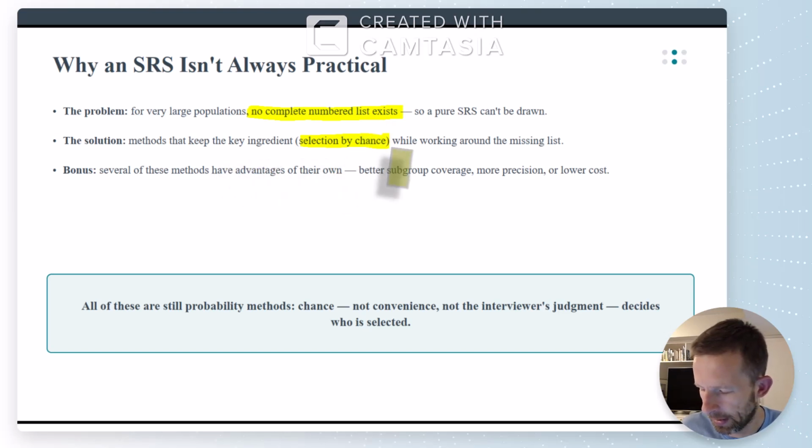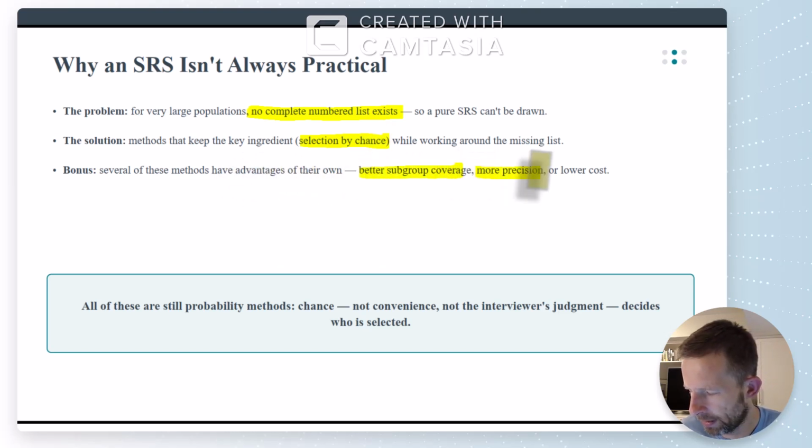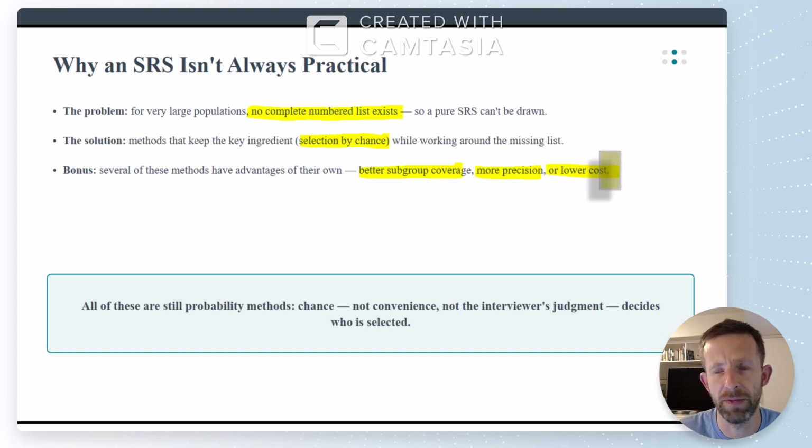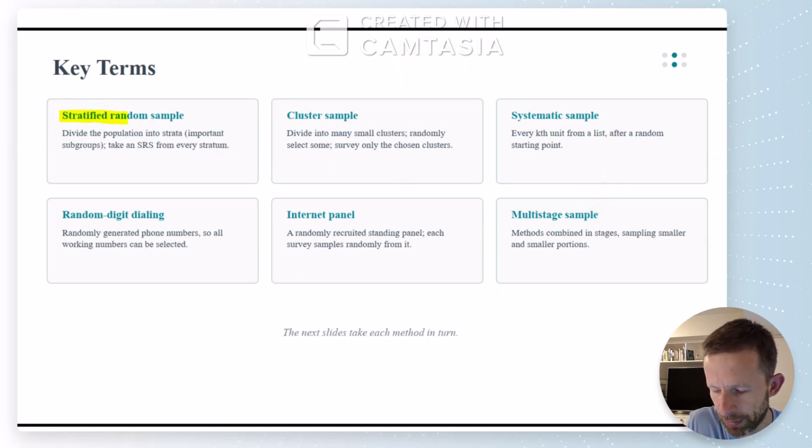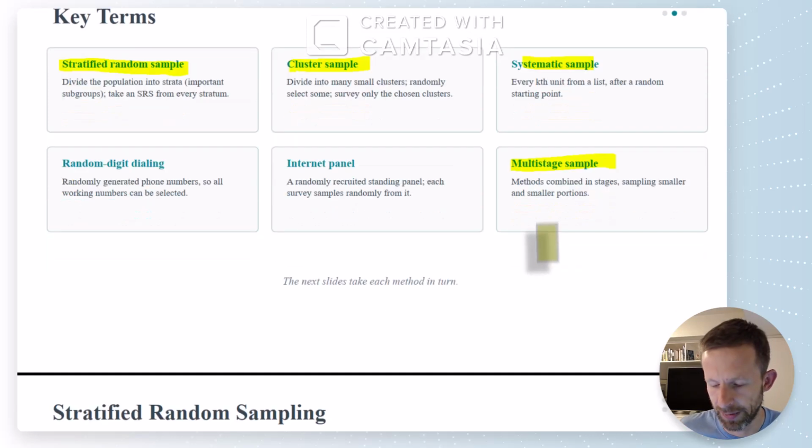And in some cases, some of those methods give you better coverage and are cheaper and more effective. So a couple key terms: a stratified random sample divides a population into different strata. We'll talk about that. A cluster sample, you've got clusters, groups where you look at everybody in that group. Systematic sample, random digit dialing, internet panel, and multi-stage sampling. We're going to focus on these four terms.